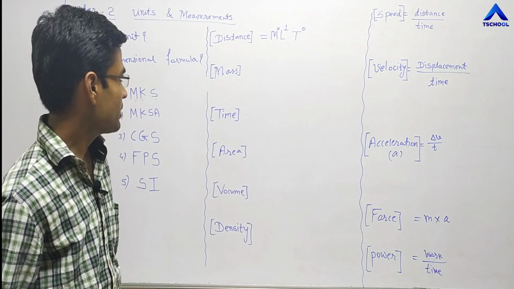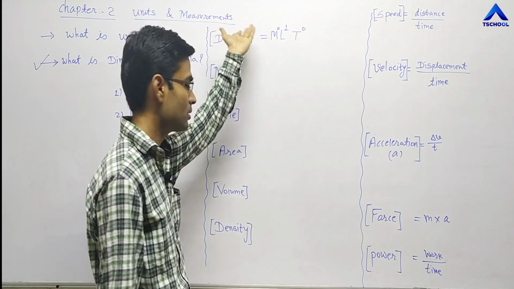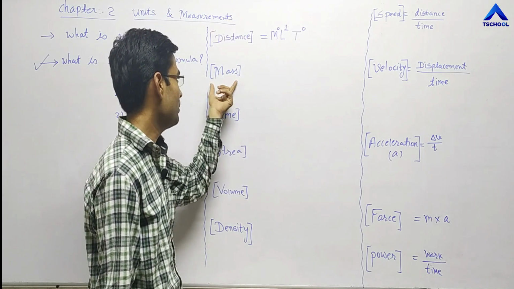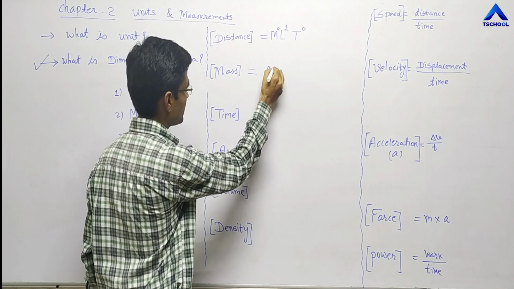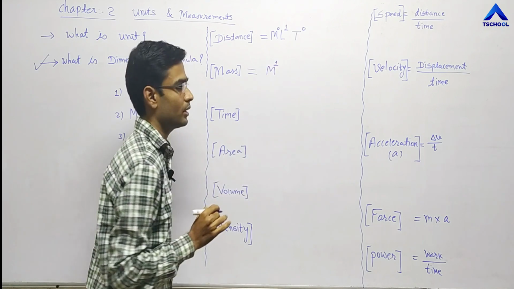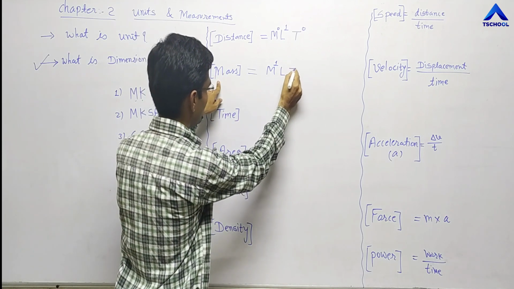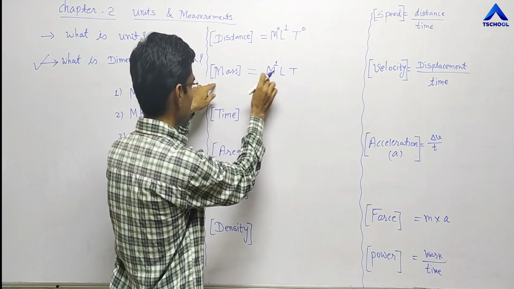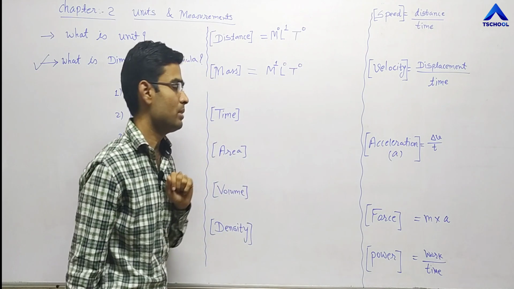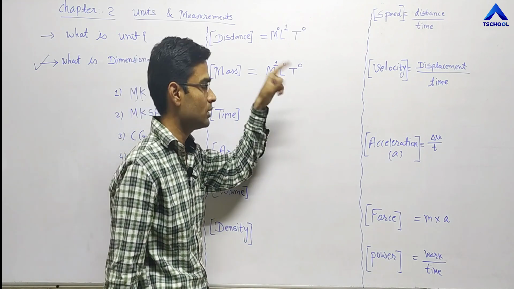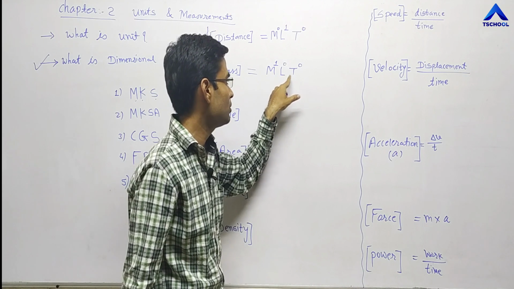Now, some basic dimensional formulas. First, we already learned the dimensional formula of distance. Second, the dimensional formula of mass. The dimensional formula of mass is represented by M1, but the dimensional formula is represented in MLT form. The dimension of mass is M1, the dimension of length is 0, and the dimension of time is 0. Means the dimensional formula of mass is M1 L0 T0.